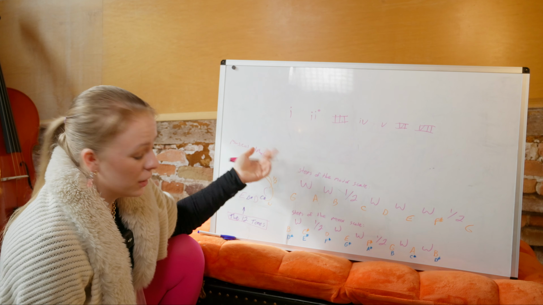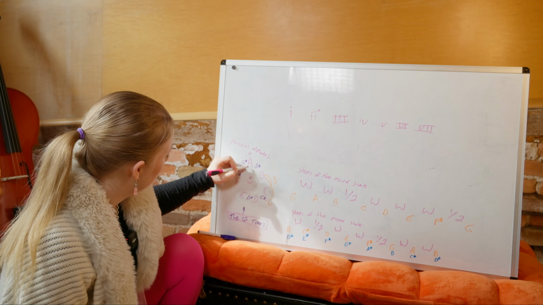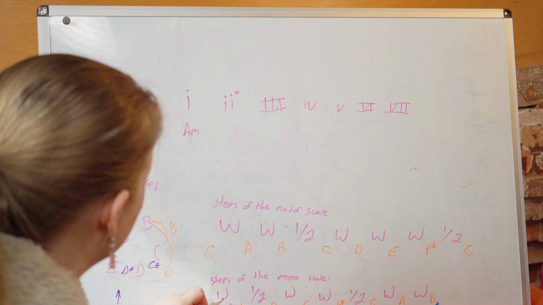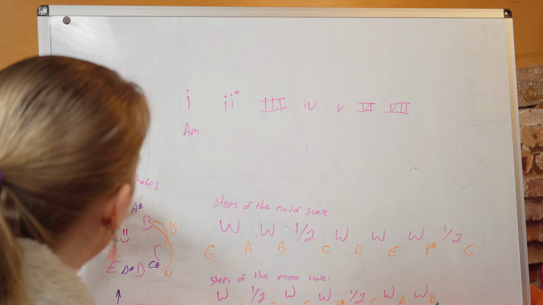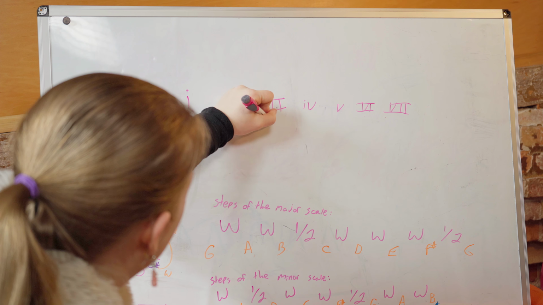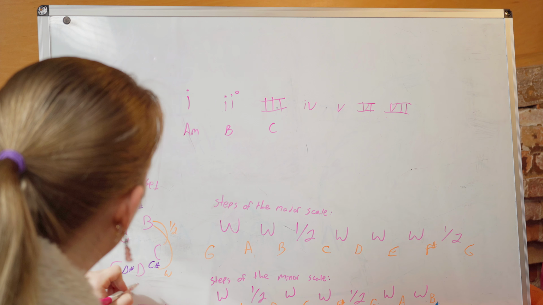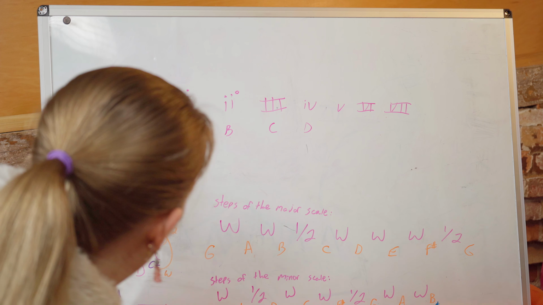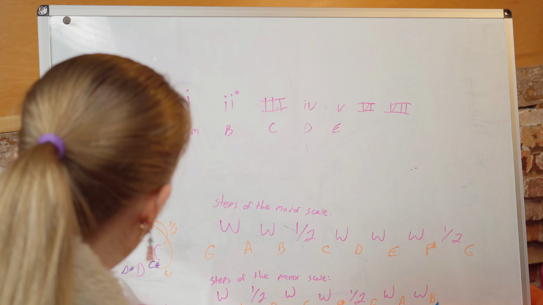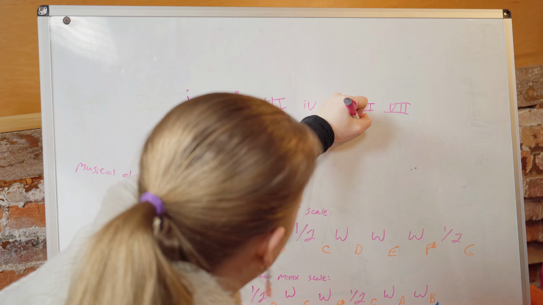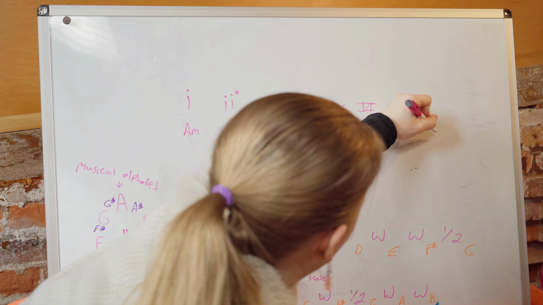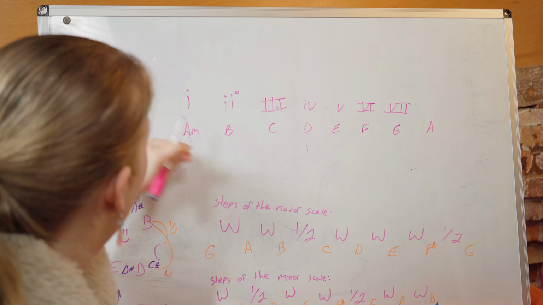If we're in the key of A minor, A is 1, and we're going to follow the steps of the minor scale. So we go a whole step to B, then a half step to C, then a whole step to D, another whole step to E, another half step to F, a whole step to G, and then our final whole step goes back to A.